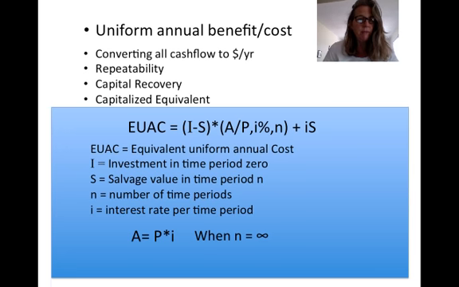So the things we've covered today are converting all cash flows to dollars per year, repeatability concepts, capital recovery, and capitalized equivalent. The equations you might want to use are this equivalent uniform annual cost value, which converts an investment and a salvage value to an annual equivalent. Or when n is equal to infinity, we can use the concept A is equal to P times i.